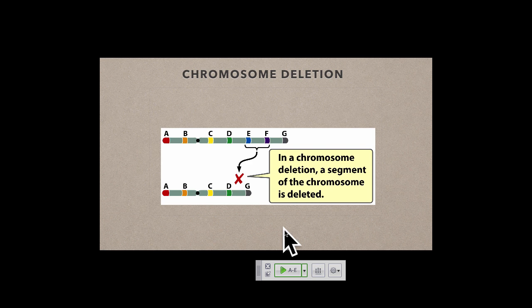Instead of having duplication, remember the example we had was the Bar mutation in Drosophila, where we have multiple copies of this DNA sequence on the X chromosome, and the more copies you have, the more extreme the phenotype. Here's a deletion, which is exactly what its name implies. Some sequences have been deleted or removed from the chromosome. In this case, this segment, which is just arbitrarily identified as E through F, is now missing on this chromosome. Would this be lethal?